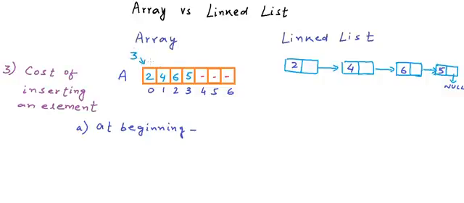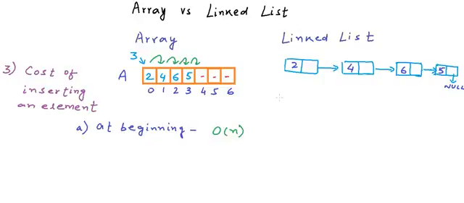In the case of arrays, we will have to shift each element by one position towards the higher index. So the time taken will be proportional to the size of the list. So this will be big O of n. Let's say n is the size of the list. This will be big O of n in terms of time complexity.